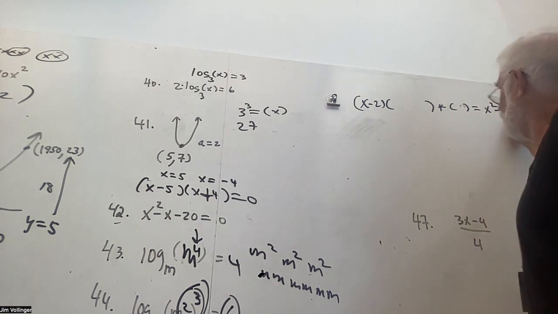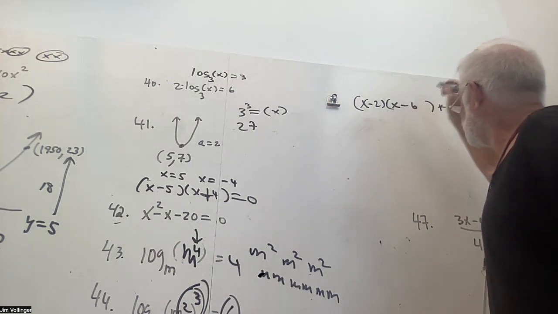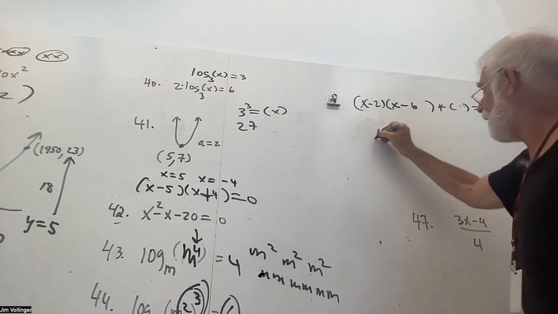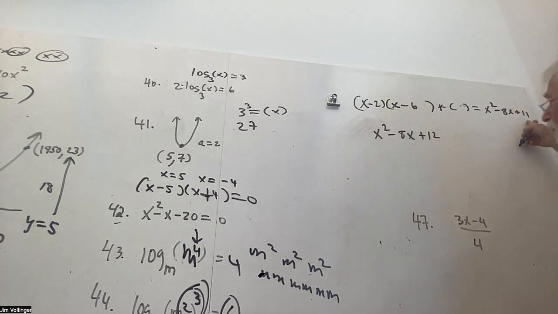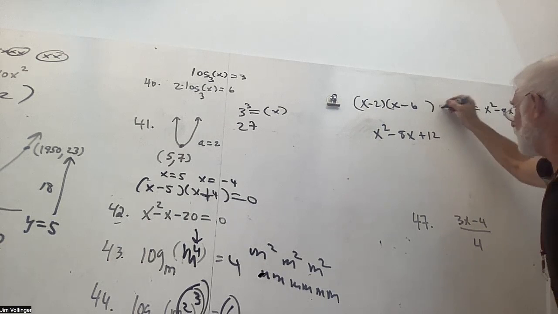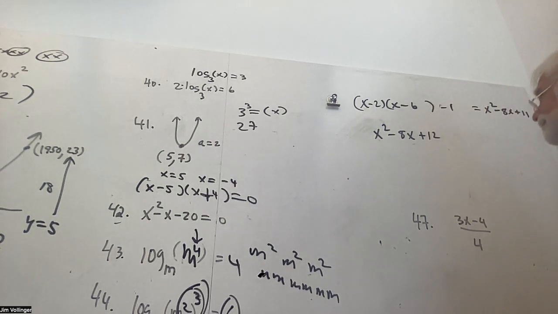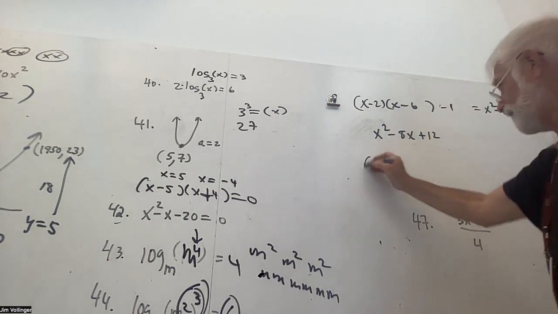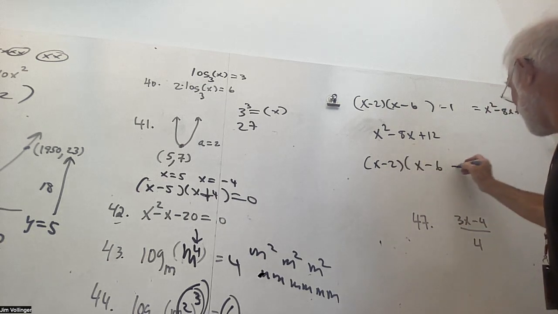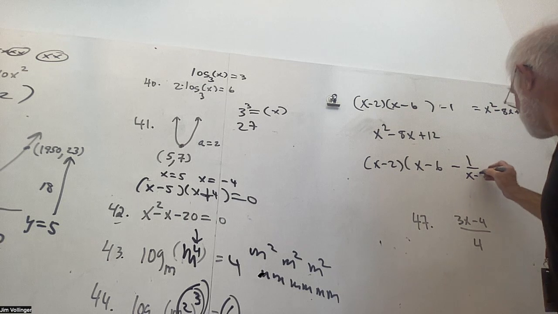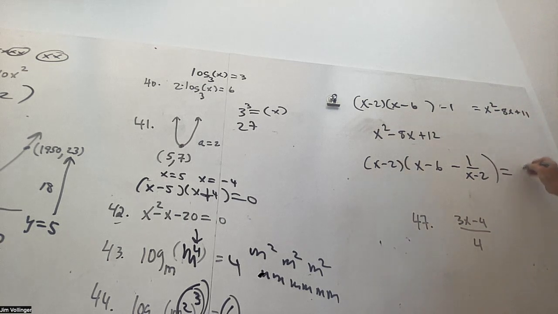I know how to get x squared minus 8x. It's x minus 6. If I multiply that out, I got x squared minus 8x plus 12. It's great, except I want 11. I got 11 now. And that actually happens to be the same thing as x minus 2 times x minus 6 minus 1 over x minus 2. Does that really equal x squared minus 8x plus 11? Let's find out.